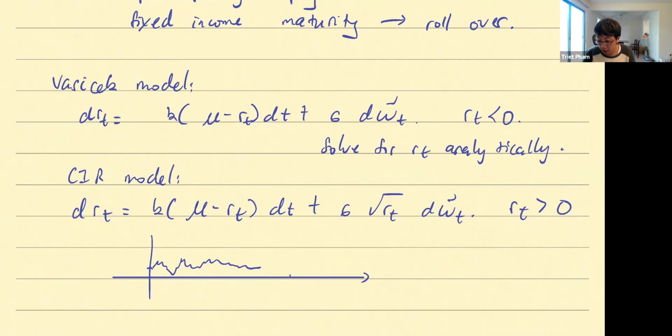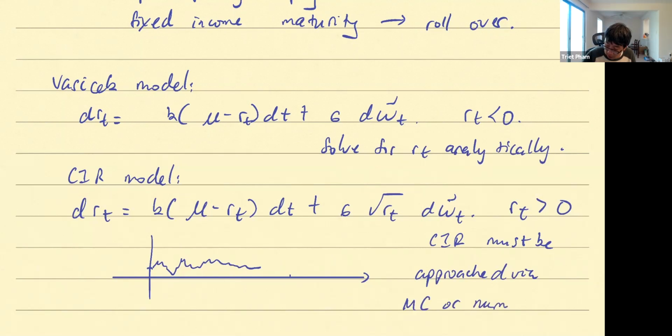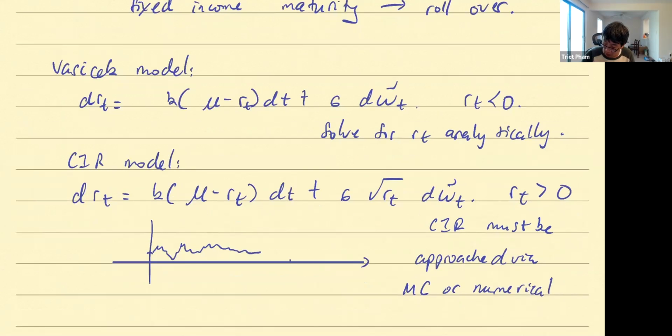On the other hand, CIR, no, there's no explicit solution because of the square root. So you don't know the solution to CIR analytically. So by definition, CIR must be approached computationally, with Monte Carlo or a numerical method. So if you prefer an analytical solution, tractability, then Vasicek is your guy. If you don't care for that and you want something that has this robust feature, then you go with CIR.